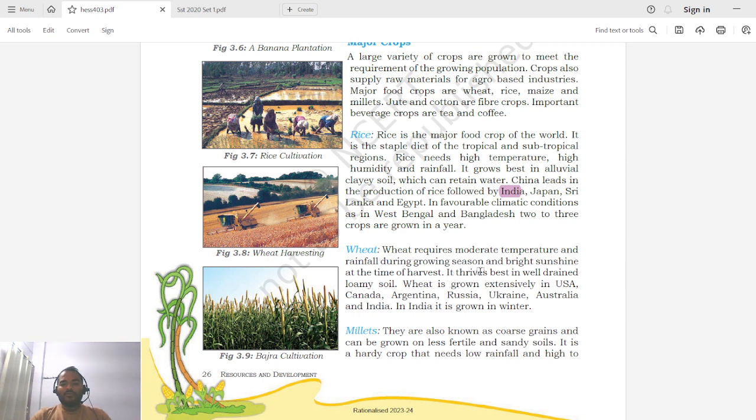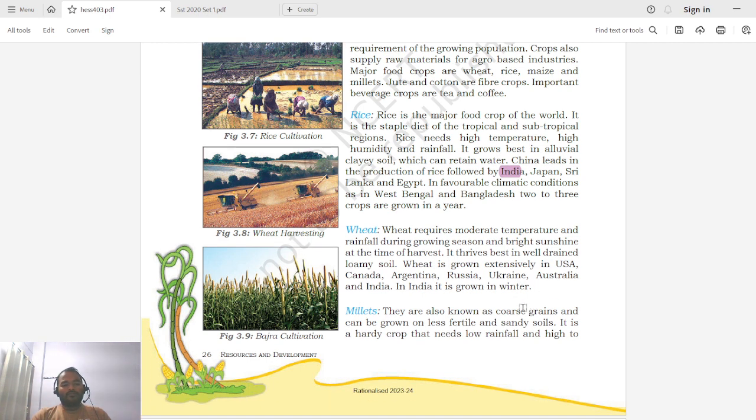It thrives best in well drained loamy soils. The soil requirement is one which allows percolation of water, as we don't need water to be retained in the field. Wheat is grown extensively in USA, Canada, Argentina, Russia, Ukraine, Australia, and India. And in India, it is grown in winter.